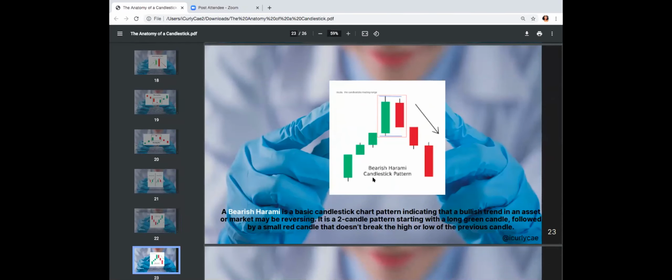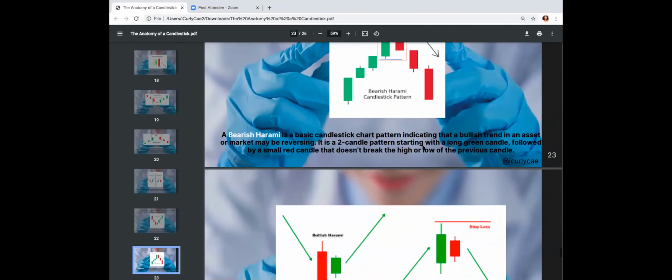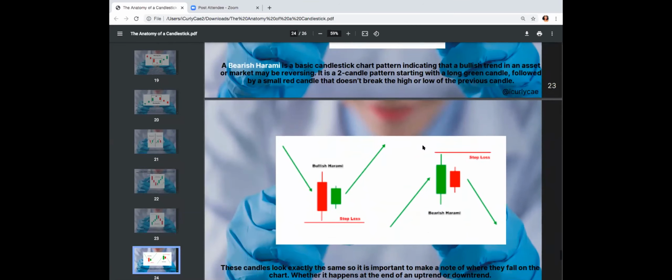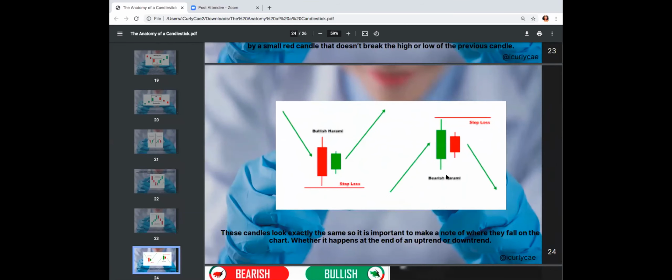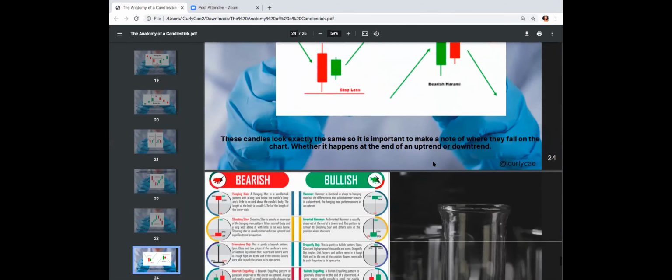Now, the bearish harami is a basic candlestick chart pattern indicating that a bullish trend in an asset or market may be reversing. It's a two-candlestick pattern starting with a large green candle followed by a small red baby candle right here, and that indicates a downtrend. Again, as with almost everything else, it matters where it falls on the chart. The bullish one is going to start at the end of a downtrend, and the bearish one is going to start at the end of an uptrend.